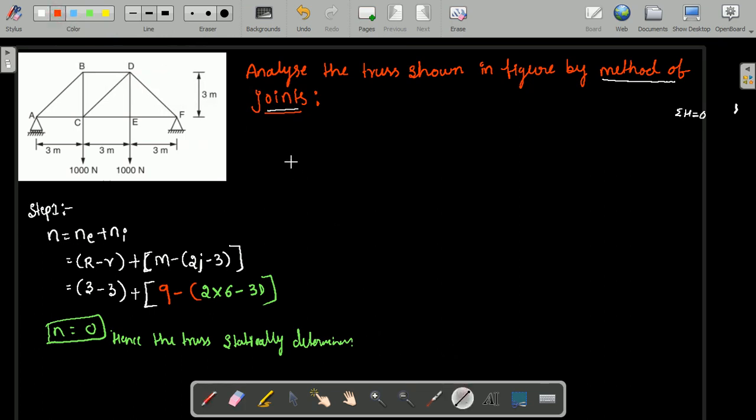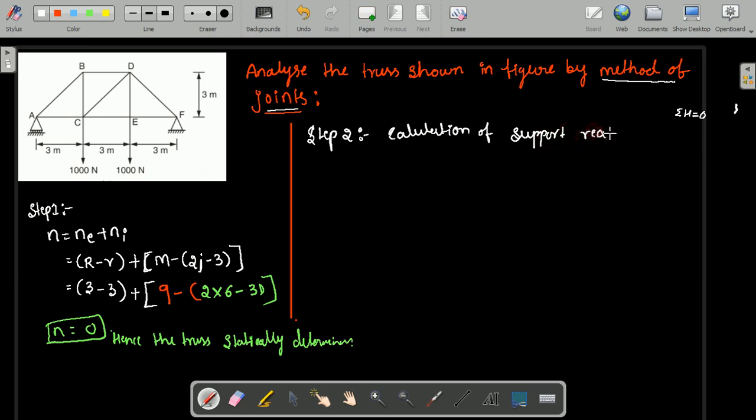Yes, ma'am. Okay. So next is the second step, I will write it. What is the second step? We are going to find out the support reactions. Just I will write it as step 2: calculation of support reactions.